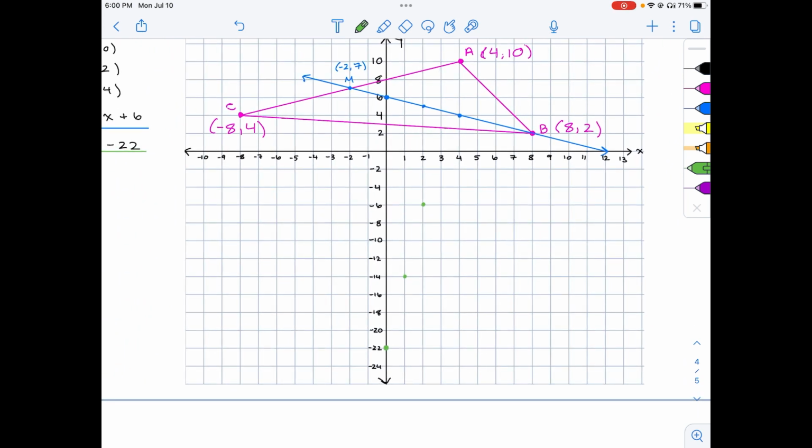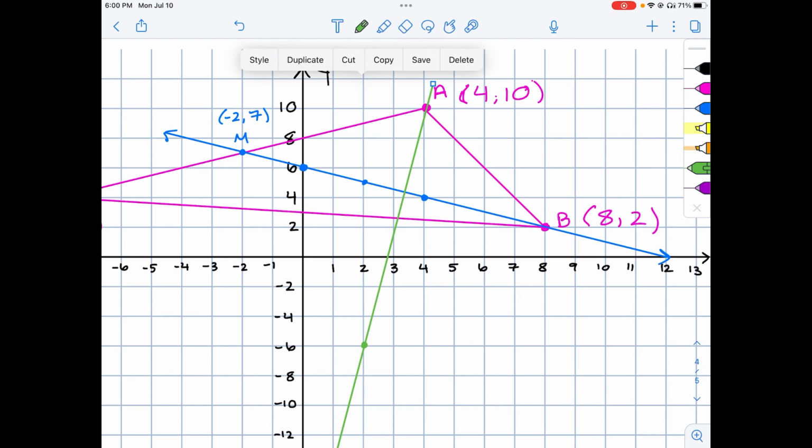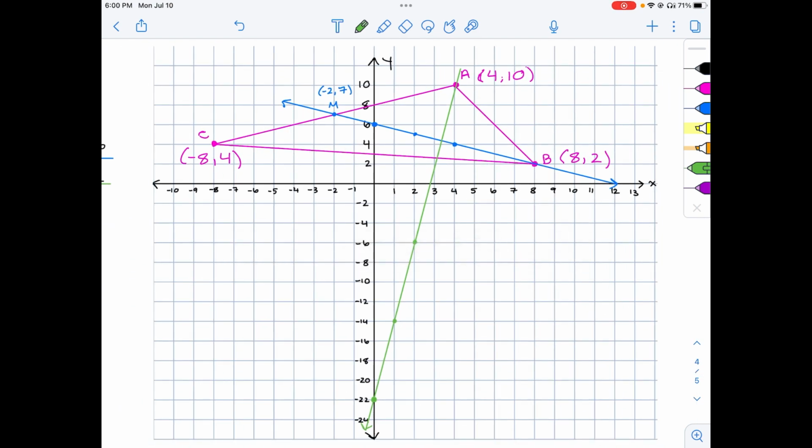I'm just going to connect those green points and vertex A because I know that this line is going through A. So I'm connecting here. And I'm going to extend it on both sides, just a little bit so you can see.